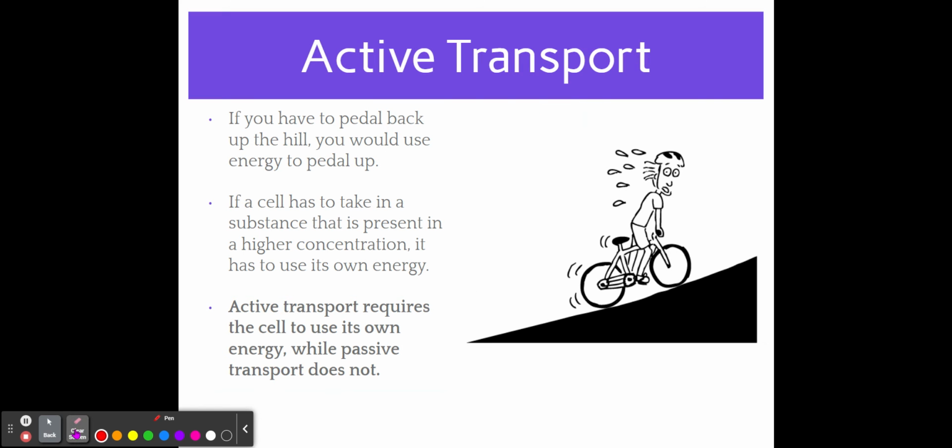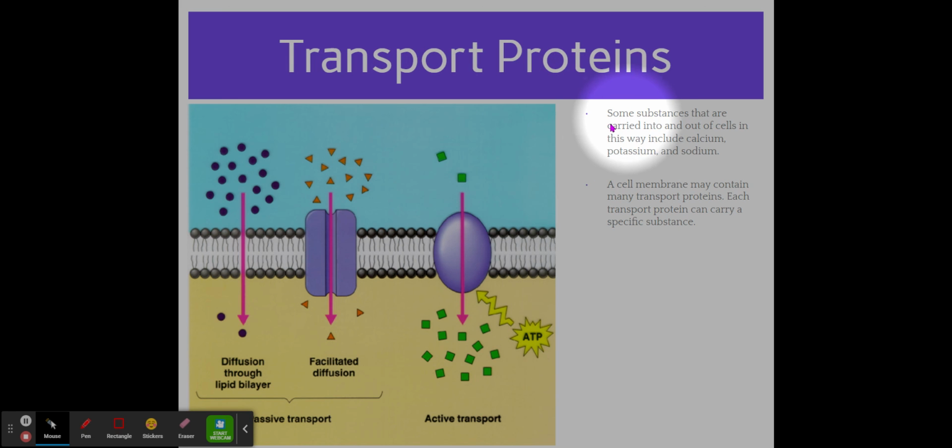I just need to clear this section. Transport proteins. Some substances that are carried into and out of the cell need a transport protein, because they can't get through. So calcium, potassium, sodium, which is part of salt, all these things can't get through. So a cell membrane may contain these right here. These purple things, those are transport proteins. Each transport protein can carry in a very specific thing.